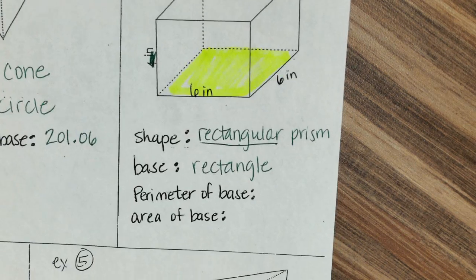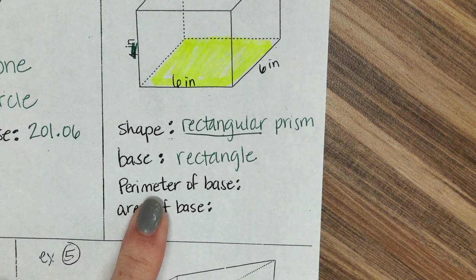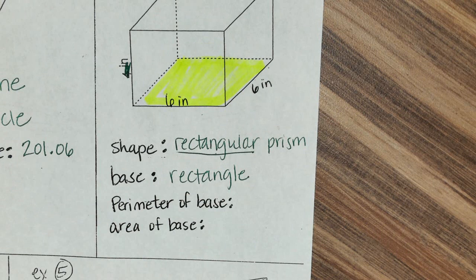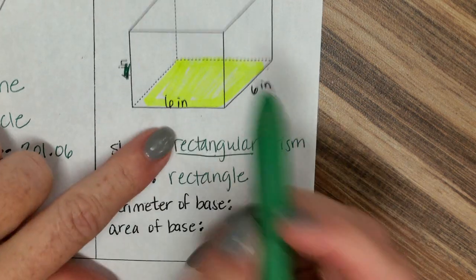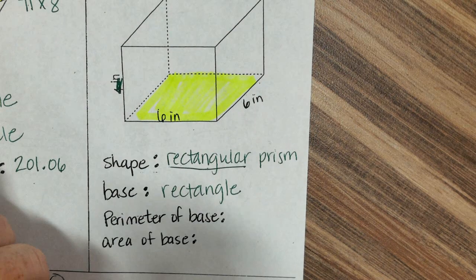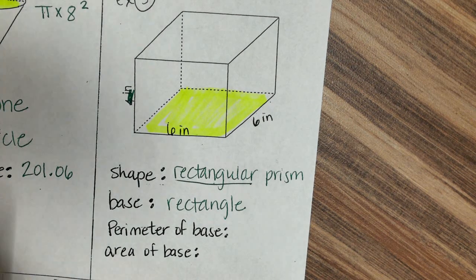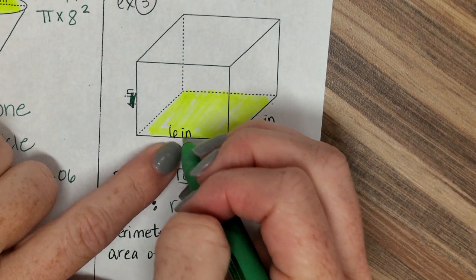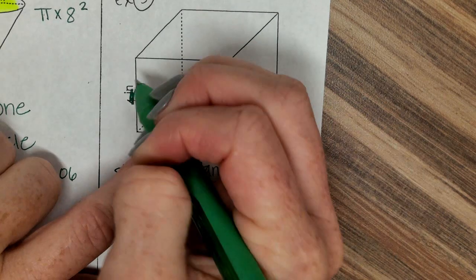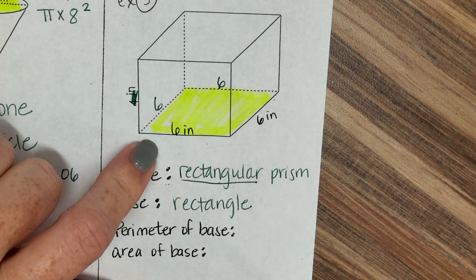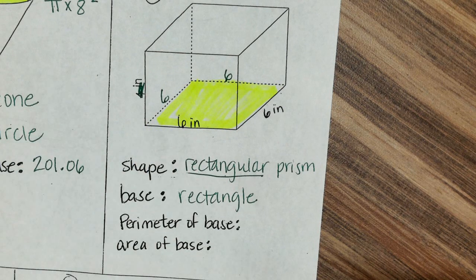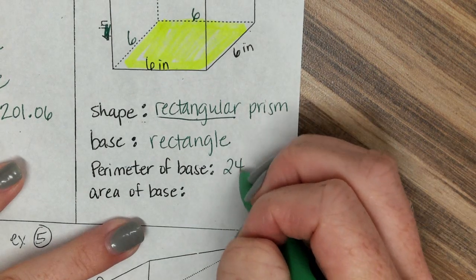Now we're going to talk about how to find perimeter of the base. So what do we only care about right now? The base and perimeter. How do you find perimeter of anything? Add all the sides. How many sides does this base have? 4. So if I add 6 plus 6 and I put my answer as 12, did I get it right? No, because a rectangle has 4 sides. So I'm going to have to add 6 plus 6 plus 6 plus 6, because the sides across from them are the same. What is 6 plus 6 plus 6 plus 6? 24.